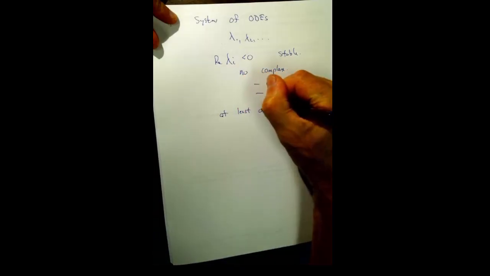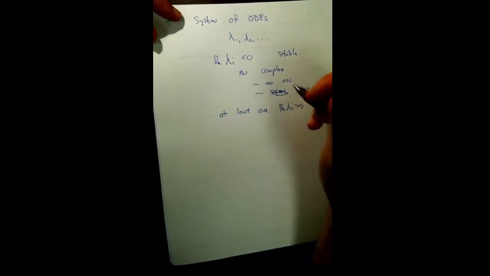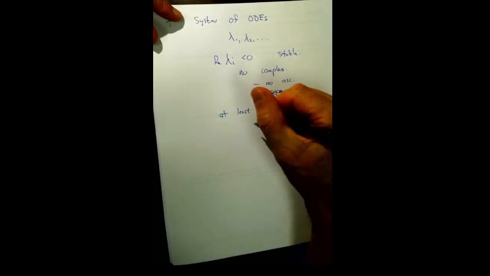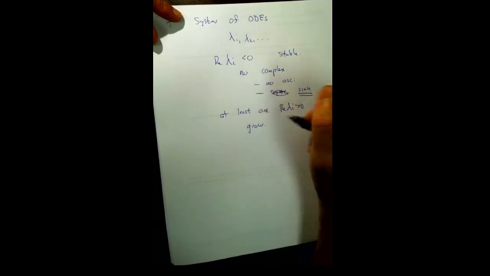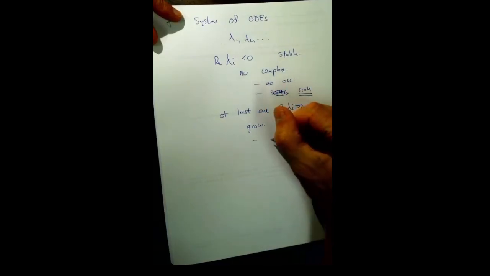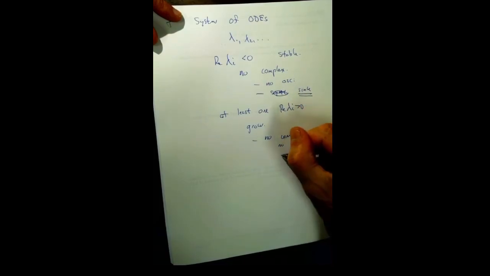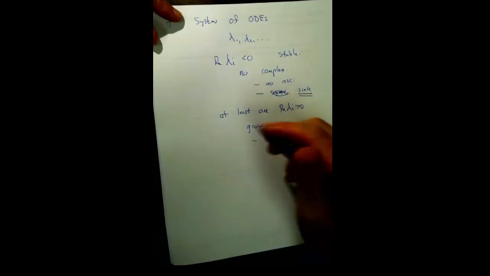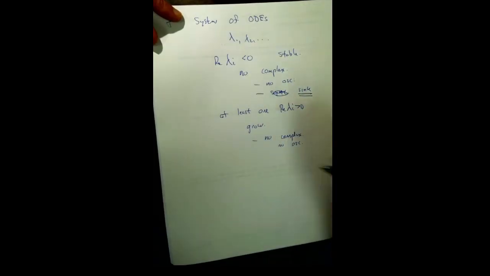If at least one of the eigenvalues has positive real part, then in that case, it's going to grow exponentially. And if there's no complex valued eigenvalues, there'll be no oscillations, and it'll grow unbounded and will be called a source.